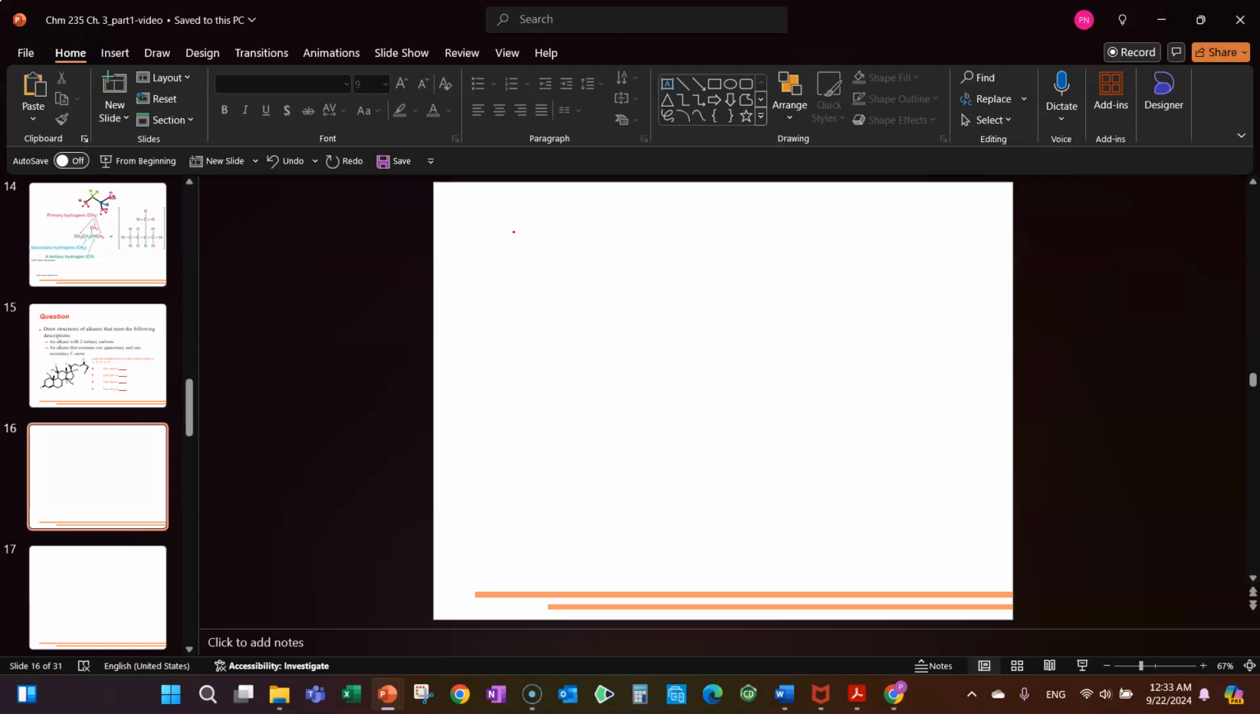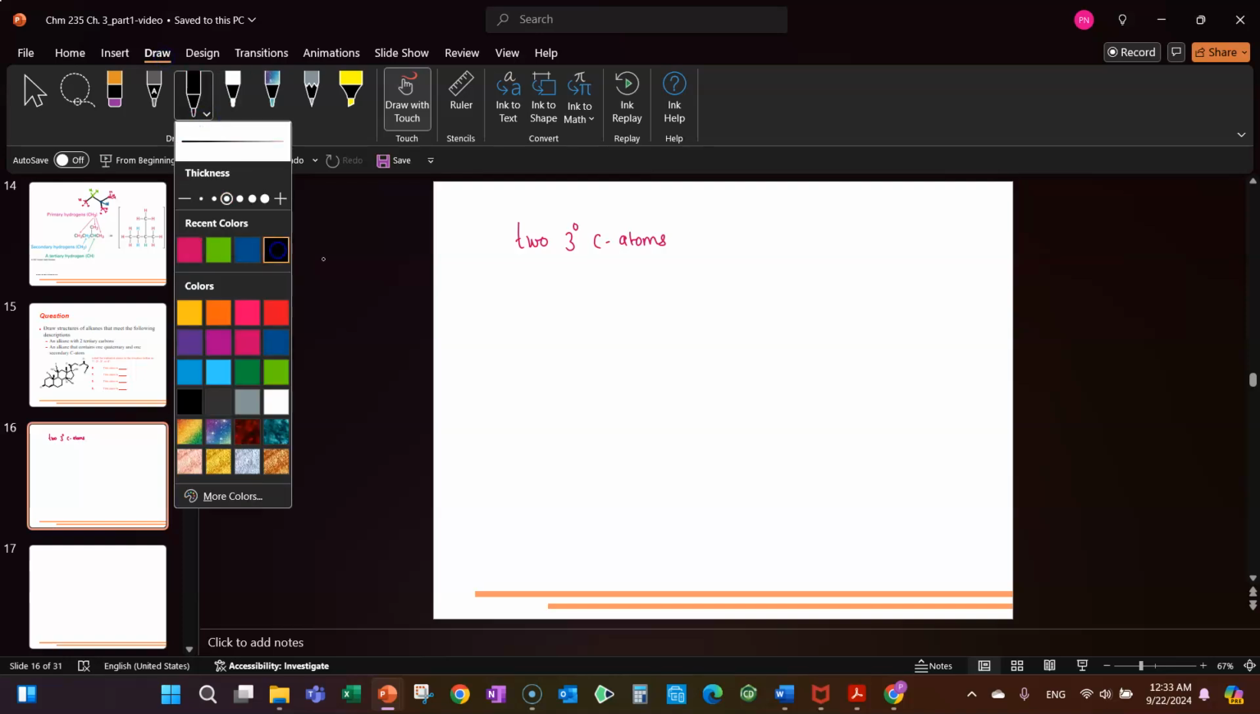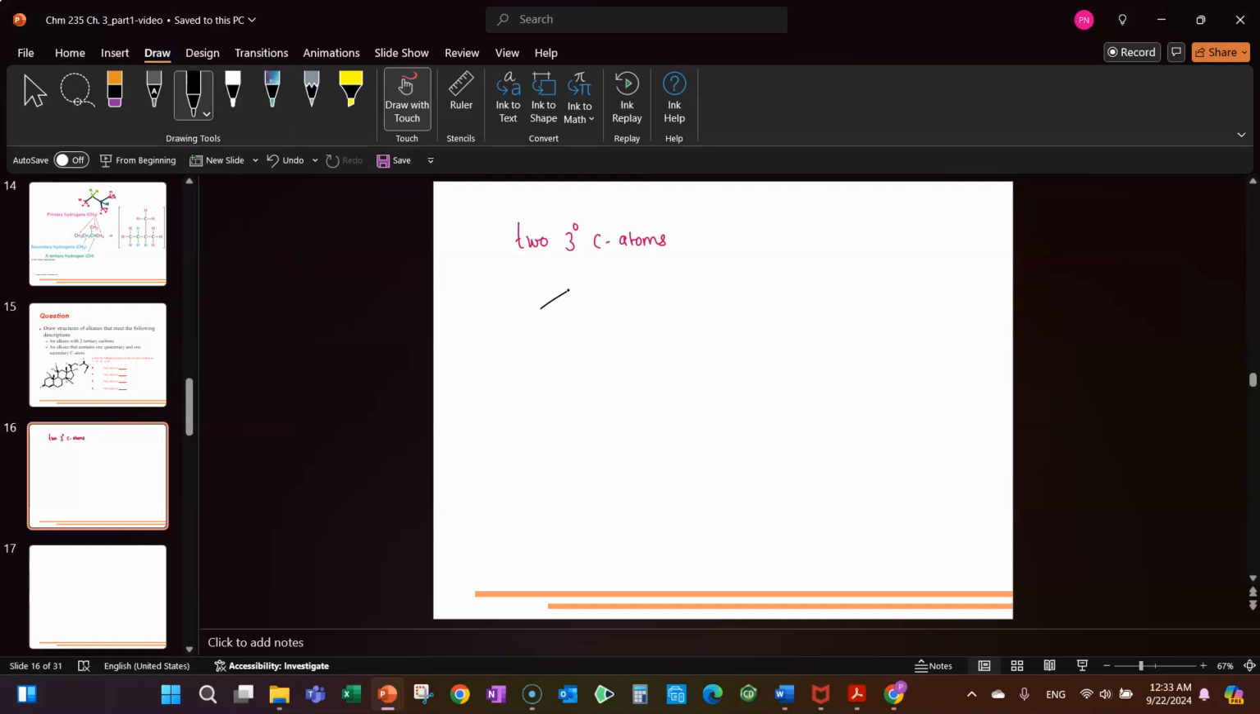Draw an alkane with 2 tertiary carbon atoms. It's not limiting us to a number of carbons, so we can just draw as many as you want. This would be an example of a chain which has 2 tertiary carbon atoms. You see, this is a tertiary carbon atom, and this is a tertiary carbon atom. Anything that is attached to 3 other carbon atoms. So this is tertiary, and this is also tertiary.